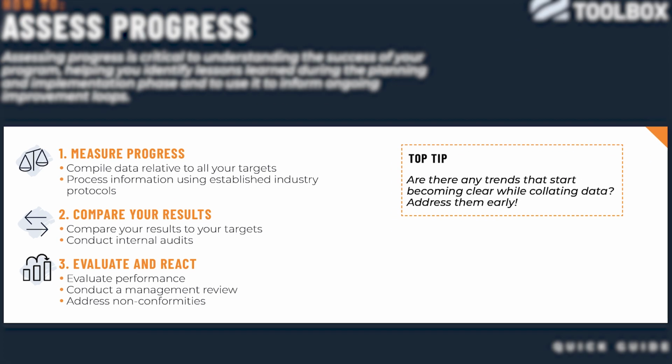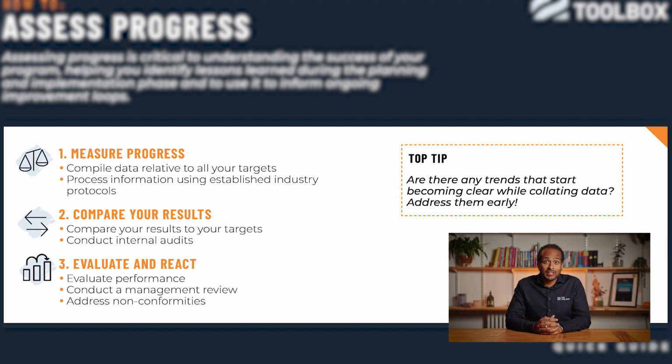This quick guide outlines the importance of assessing your progress and describes the 3 steps of effective monitoring. Compiling data relative to all of your targets, you can use the information to gauge your progress using established industry protocols. Then, thinking on our targets, we can compare the results and can make internal audits to identify the gaps in the progress of our sustainability plan. The 3rd step is to evaluate your performance, conduct a management review, and address any outstanding non-conformities.